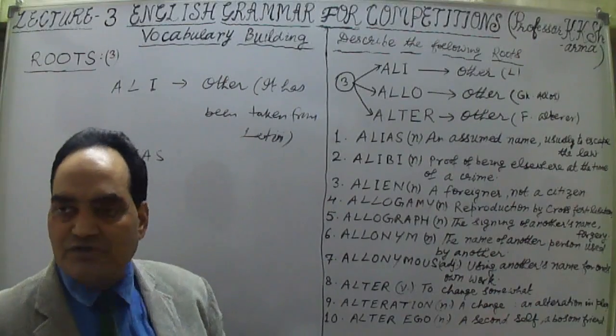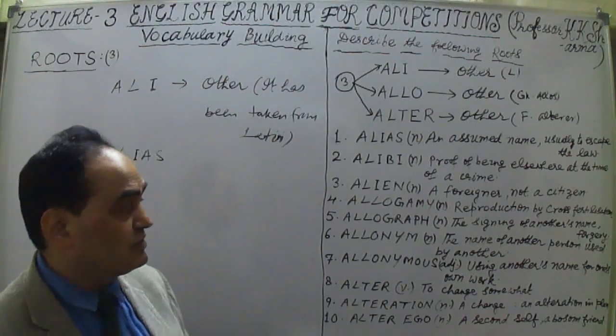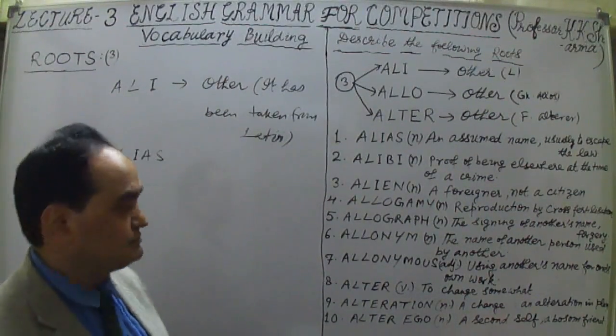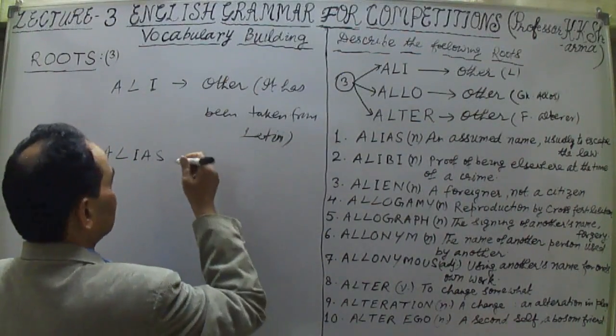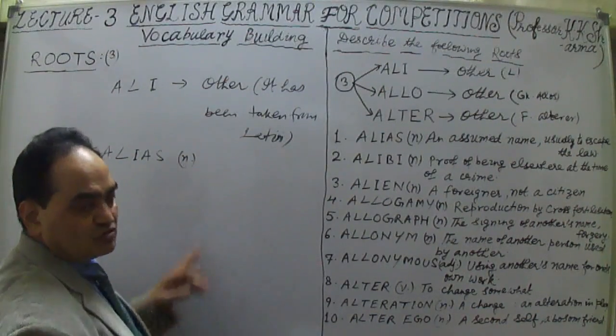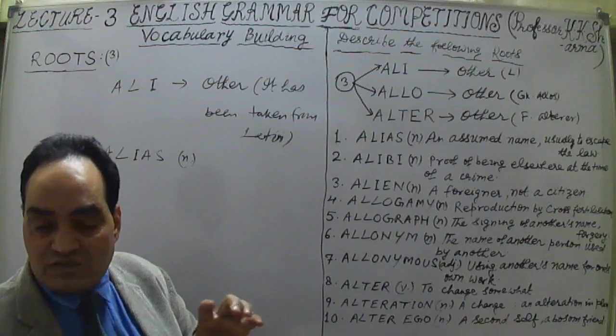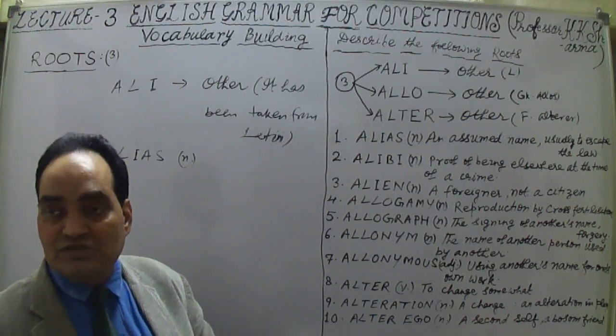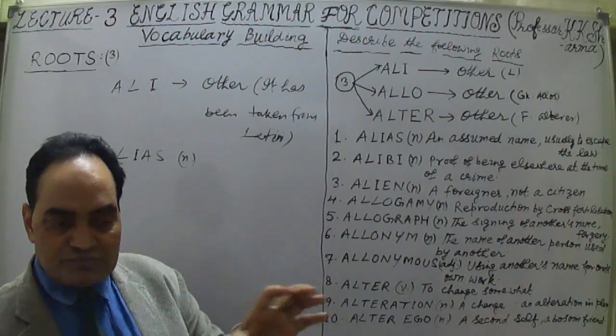A number of movies are made upon this kind of formations, these kind of words. Okay, alias means assumed name. This is a noun, a part of speech. Just try to understand and learn each and every part of speech, for the dictionary is giving the part of speech.